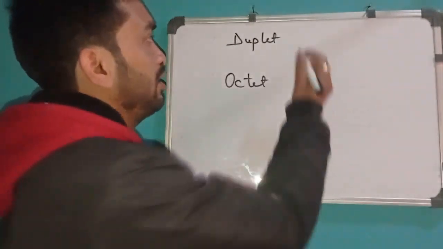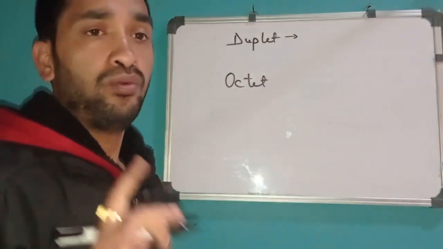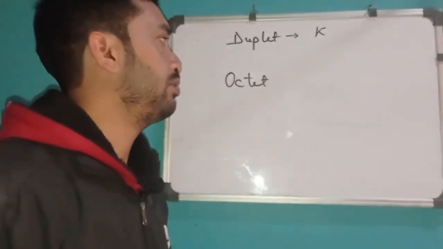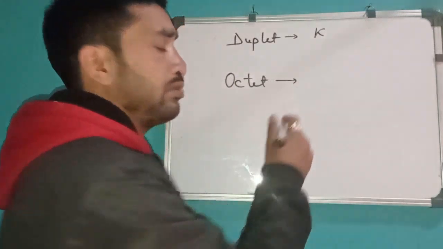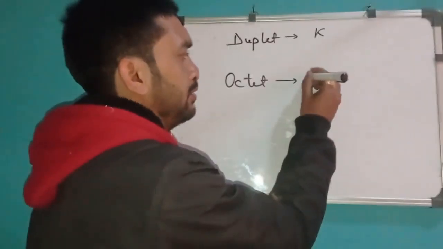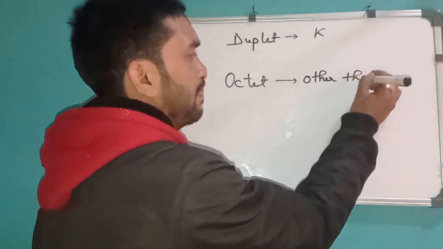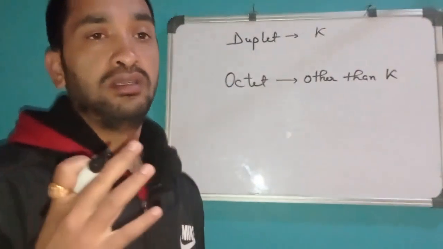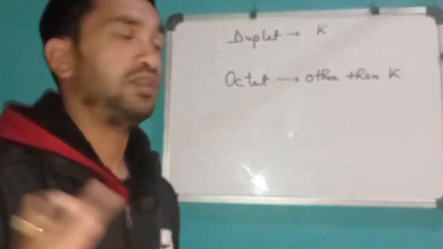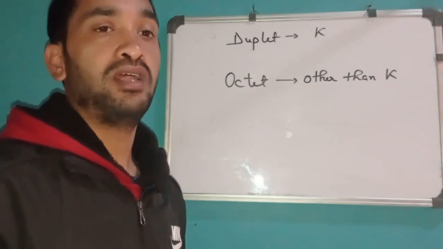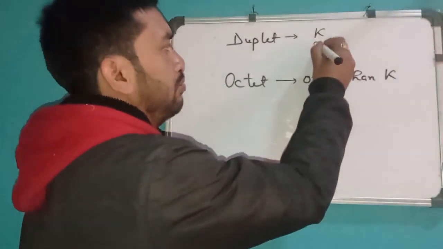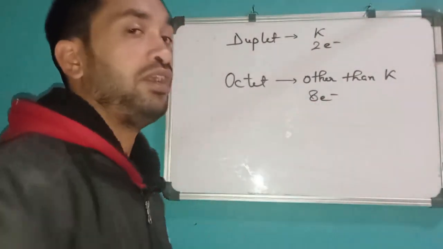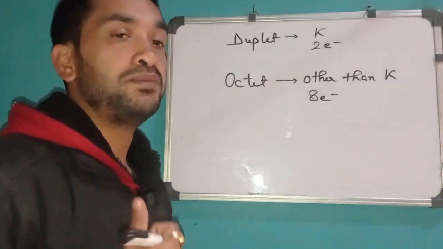What is duplet? Duplet is linked to only the first shell, that is K shell. Octet is linked to shells other than K. So if it's other than K, then you can get octet. Very easy. Duplet means K shell, octet means other than K shell. Now duplet means double. In that way you can remember. Duplet means double, means 2 electrons. Octet means octa. Octa means 8 electrons. So 2 and 8 you have to remember. These are the numbers which give stability.